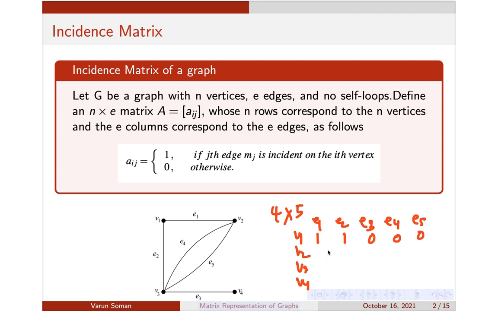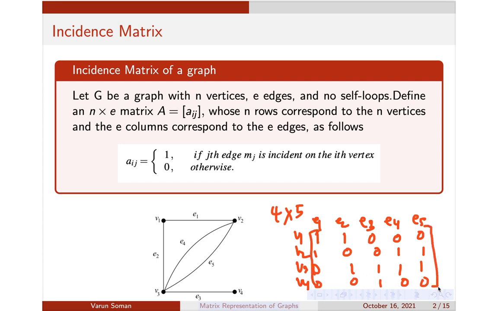Similarly, look at V2. Which edges are coming? E1 is coming, E4 is coming, E5 is coming, none others. And look at V3. For V3 you have E2, E4, E5 and E3. So except E1, everything is there. And look at V4: only one edge is coming, that is E3. So that's it. This is the corresponding incidence matrix.